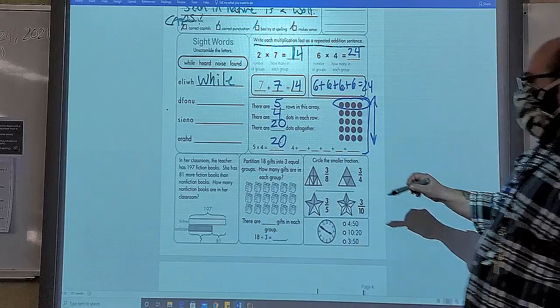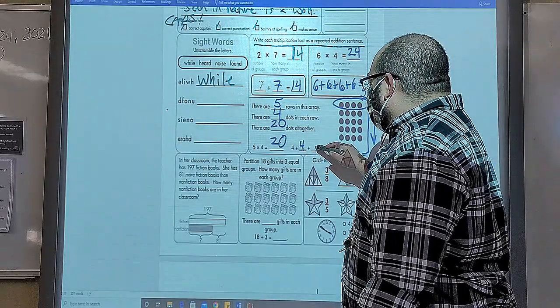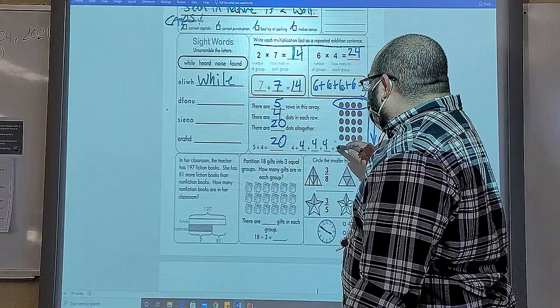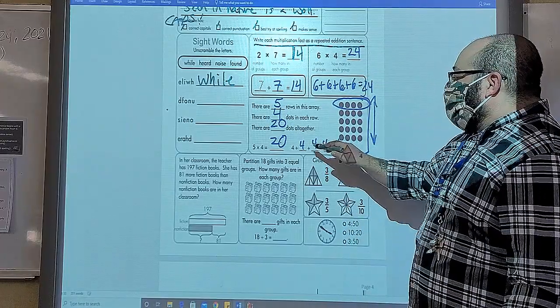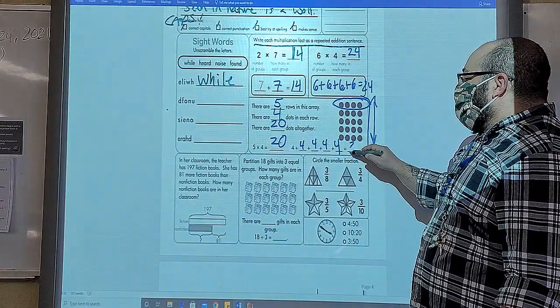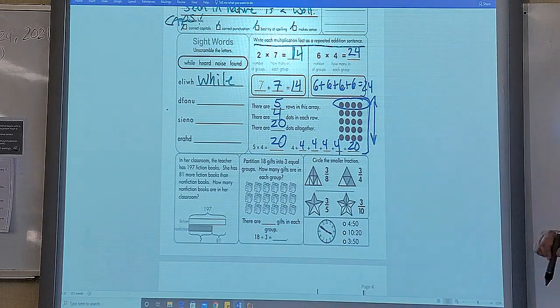Fours. With fours. Exactly. Four plus four plus four plus four. Four plus four plus four plus four plus four. And it equals 20. It's just a quick review of repeated addition to do multiplication.